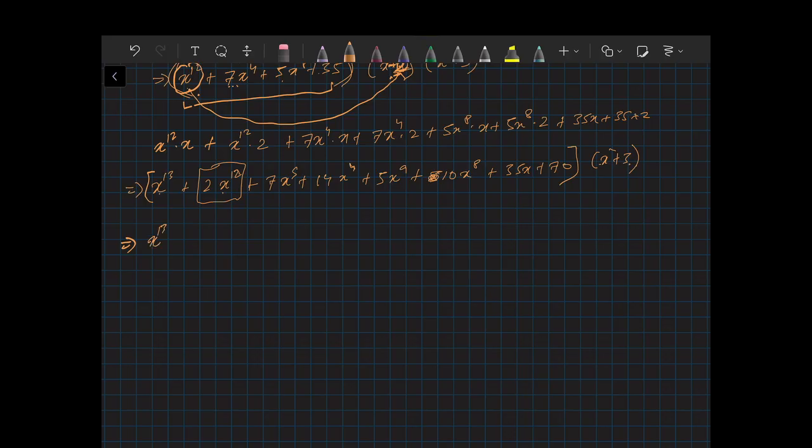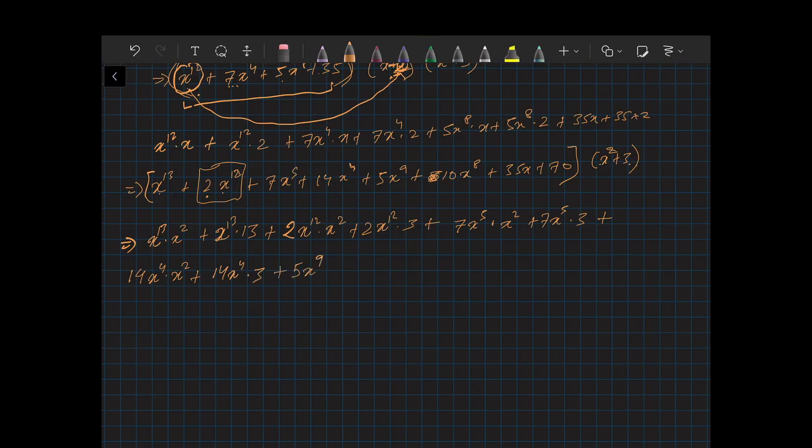x to the power 13 times x square plus x to the power 13 times 3. Then moving on to x to the power 12, 2x to the power 12 times x square plus 2x to the power 12 times 3. Then again 7x to the power 5 times x square plus 7x to the power 5 times 3, plus 14x to the power 4 times x square plus 14x to the power 4 times 3.